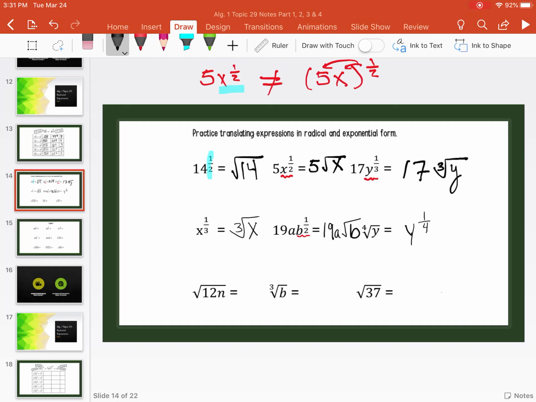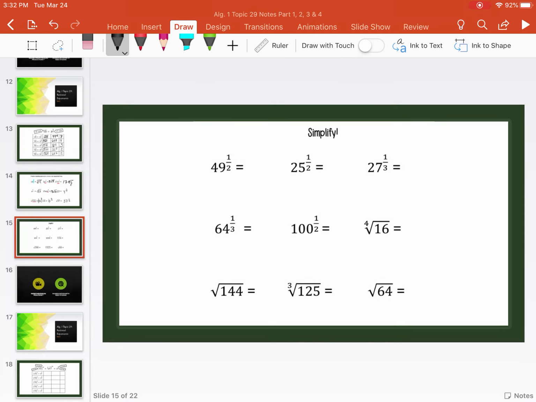The square root of 12n, because this entire quantity is under the radical here, that means that this entire thing of 12n is all raised to the 1/2. So see how I did those parentheses there. Cube root of b is b to the 1/3, and square root of 37 is 37 to the 1/2. Now these examples we can't simplify any further, so we're all done.